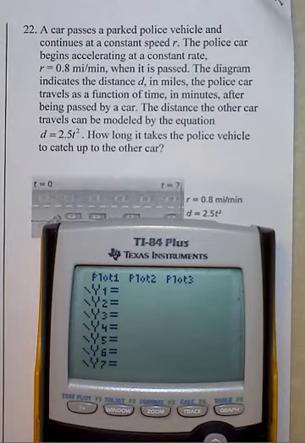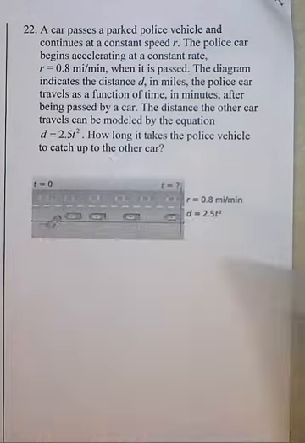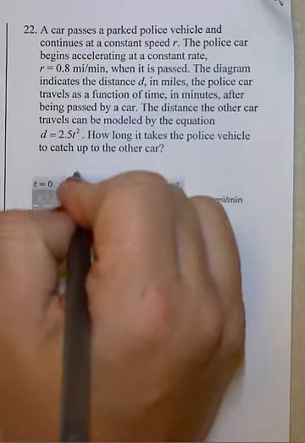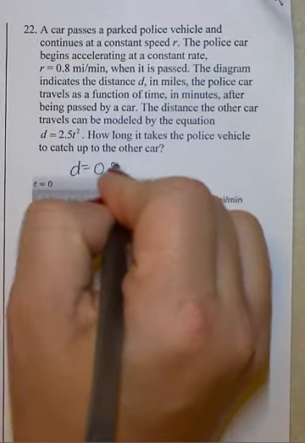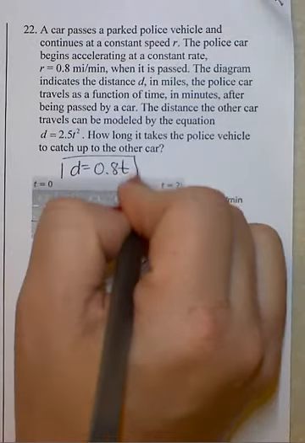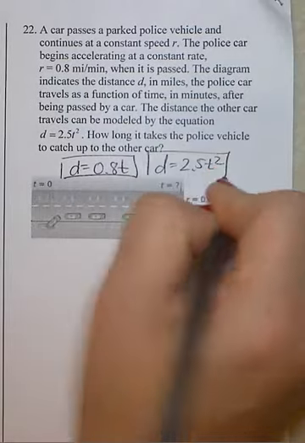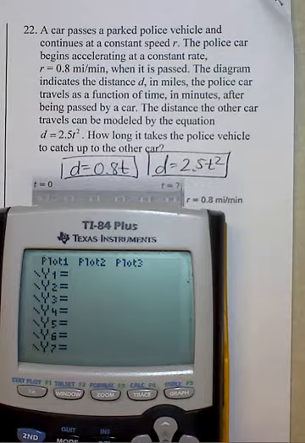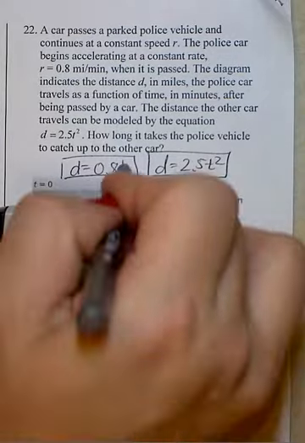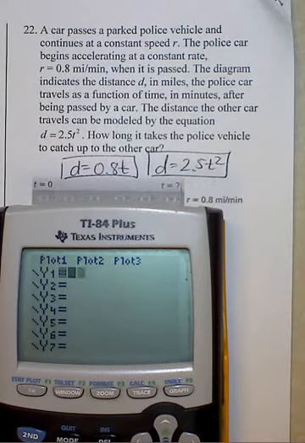Our first equation, again, this is distance equals rate times time. So we're going to have distance equals rate times time. This is our first equation, and this is our second equation. How far you go is based on how fast you're going for what period of time. So I have 0.8, working with small numbers here, we'll have to adjust the window, and 2.5x squared.